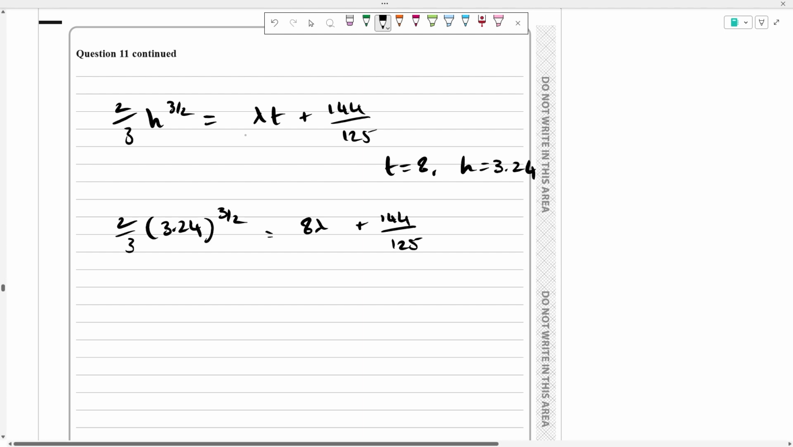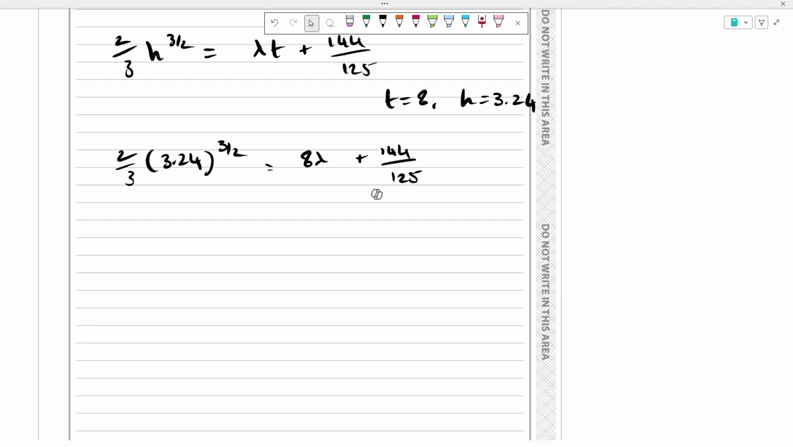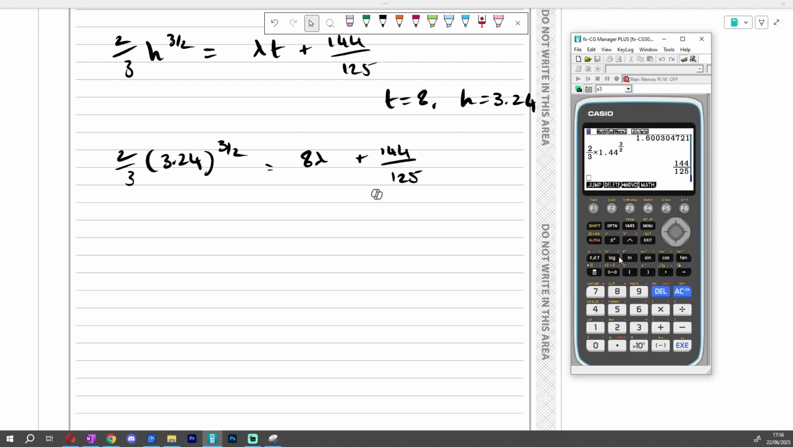If you go ahead and rearrange this for lambda, I'm going to just do this in one step in my calculator here. This is my height here. I'm just going to change this to 3.24, then subtract my 144 over 125, and then divide by 8, and that will give me my value for lambda. So lambda must equal 171 over 500.